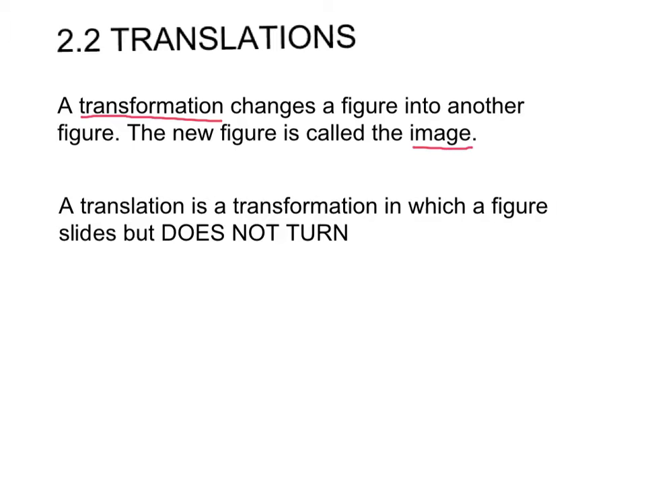A translation is a transformation in which a figure slides. So you've probably heard of sliding before, but a slide is called a translation. But the shape does not turn. Every point of the figure moves the same distance and in the same direction. So if you take a shape and you slide it 5 units to the right, or 3 units up, or 5 units left, those are translations when you take the original shape and slide it to a new image.